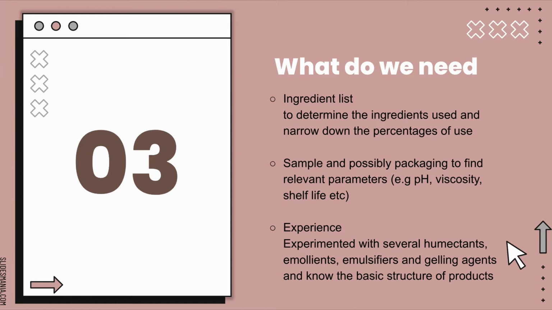Ideally, we would also have formulating experience, so we would have already experimented with several materials including several humectants, emollients, hot and cold process emulsifiers, and gelling agents. As formulators, we would also know the basic structure of the product, so what ingredients are essential for its stability and function. To acquire this knowledge, it takes many years of studying, practicing, and experimenting with materials. So, generally speaking, reverse engineering is an advanced skill.